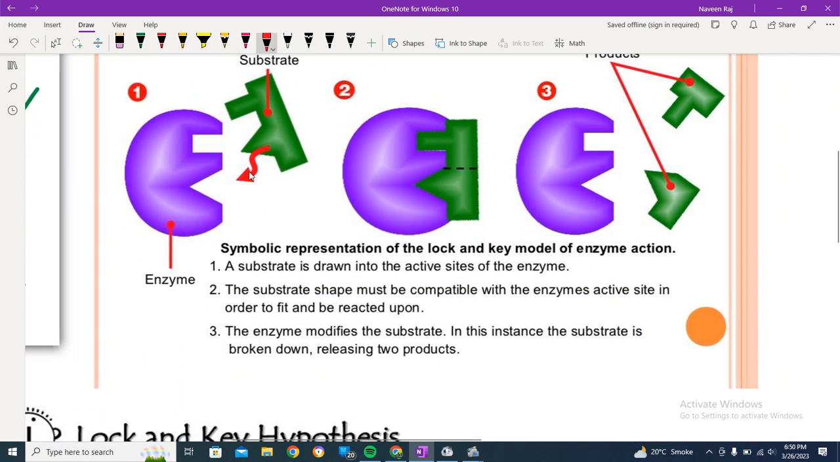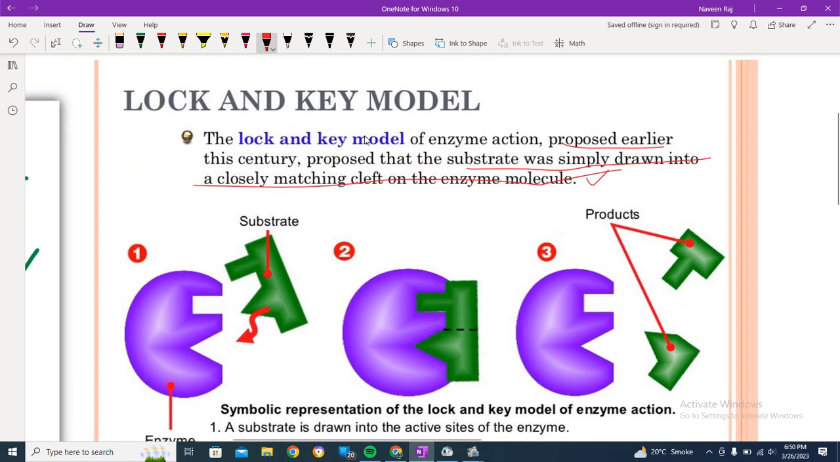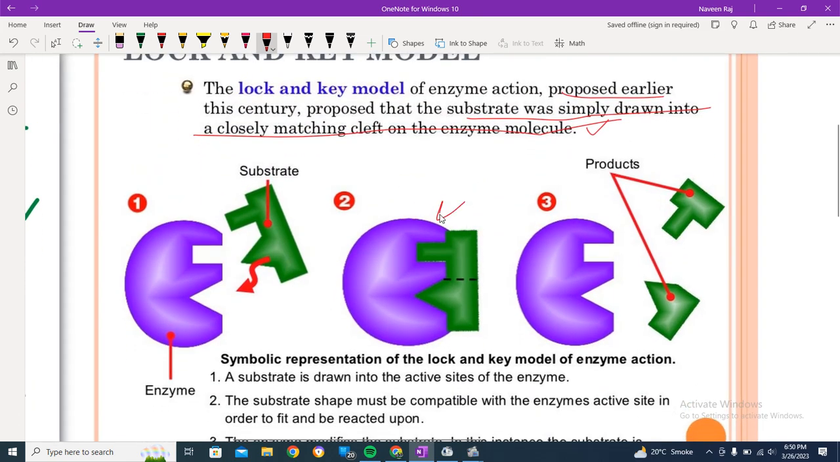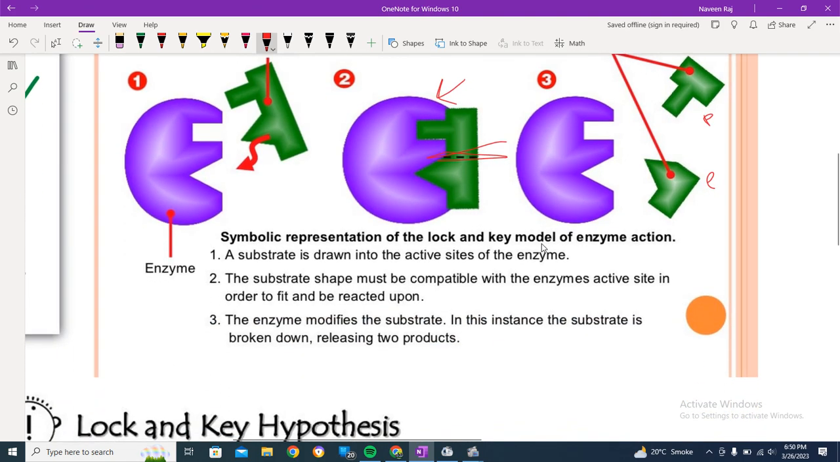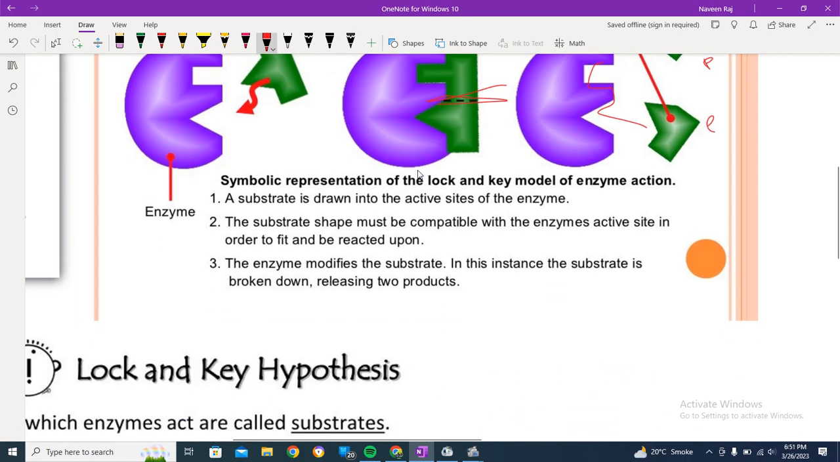The same diagram. When the substrate is attached to it, the enzymes perform catalytic action. So the breakdown occurs and the products are formed. You can see that it has been cut beside both, and these are the products. This is a product, this is a product. A substrate is drawn into the active site.